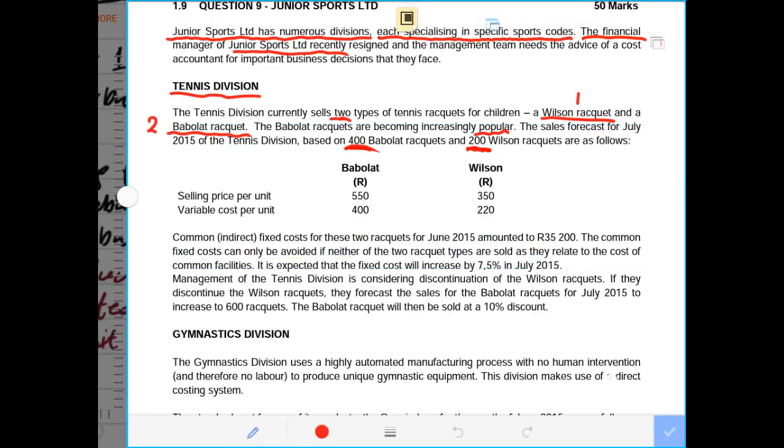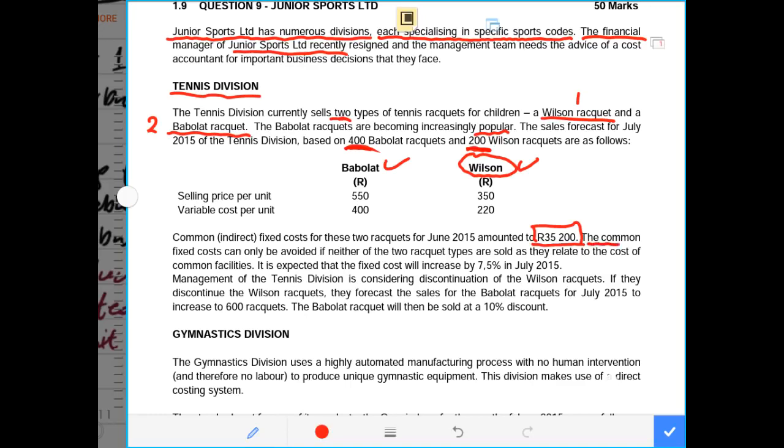So now that means as long as the company manufactures one of the products, they will always incur the 35,200 of the fixed cost, which further means that, as we have seen, that the company wants to discontinue the production of the product Wilson. So now meaning even if the company will discontinue, however, they will still incur the fixed cost of 35,200 rands. So that is something important to take into consideration.